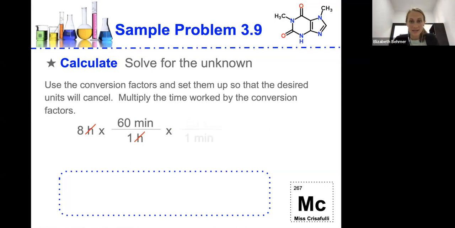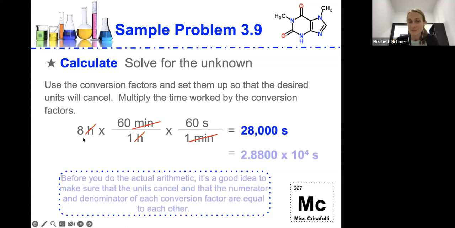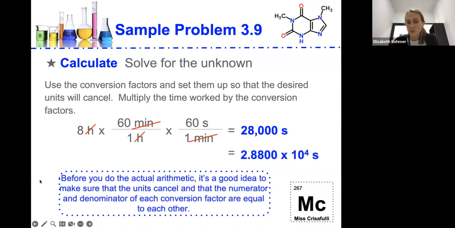Do you remember our second conversion factor was 60 seconds per 1 minute? And again, we're setting it up so that the minutes will cancel and we're always left with seconds, which is our unknown value that we're trying to solve for. And we get 28,000 seconds in 1 8-hour workday. Before you can do the actual arithmetic, it's a good idea to make sure that the units cancel that we talked about and that the numerator and denominator of each conversion factor are equal to each other.